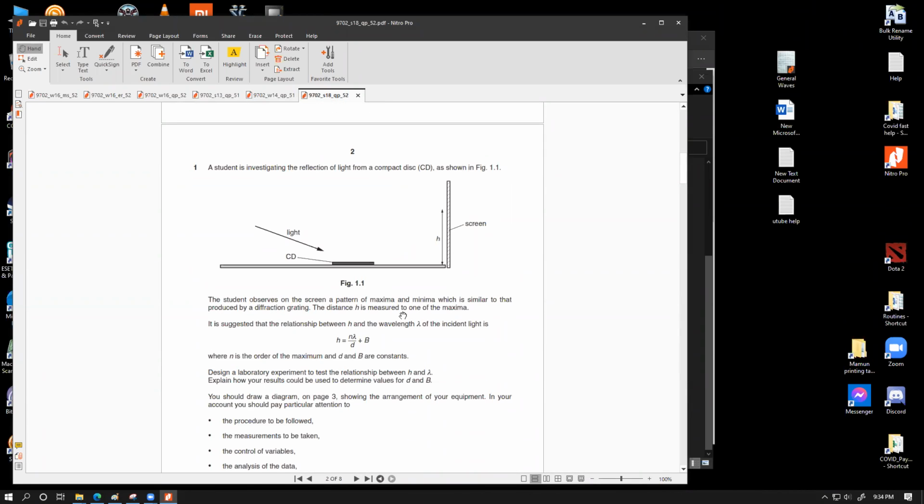Nice question, nice question. A student is investigating the diffraction of light from a compact disc. As shown in figure 1.1, the student observes a pattern of maxima and minima, which is similar to that produced by a diffraction grating. The distance h is measured to one of the maxima. It is suggested that the relationship between h and the wavelength lambda of the incident light is h equals n lambda by d plus b, where n is the order of the maximum and d and b are constants. Describe an experiment to investigate the relationship between h and lambda, explaining how this could be used to determine d and b.